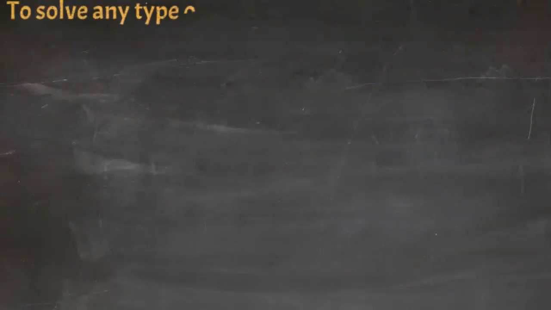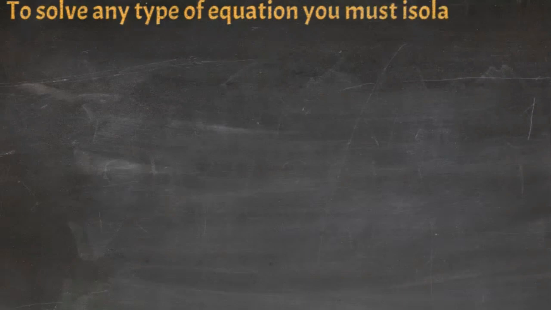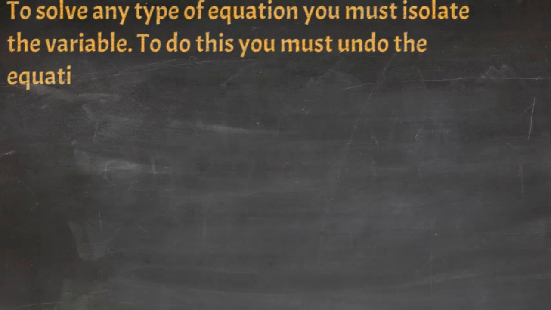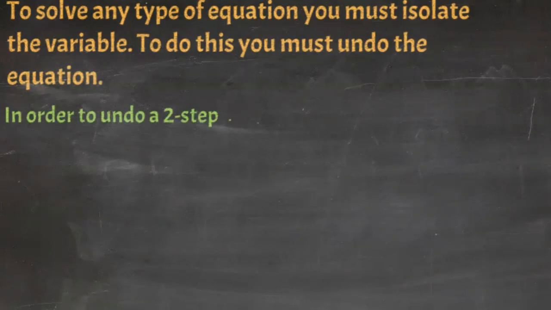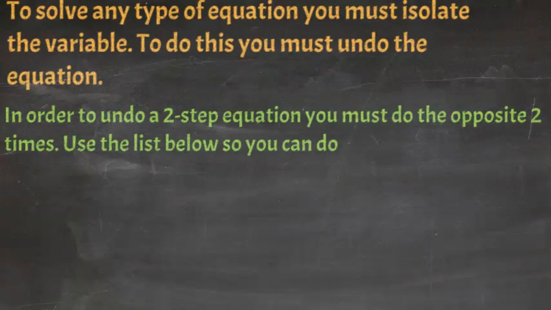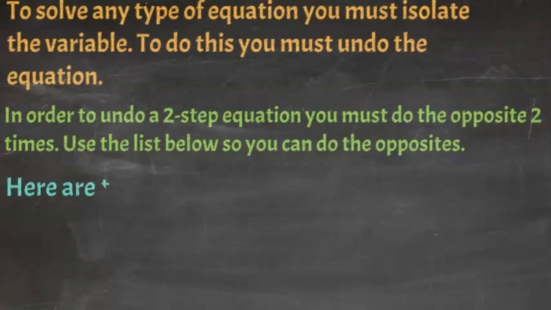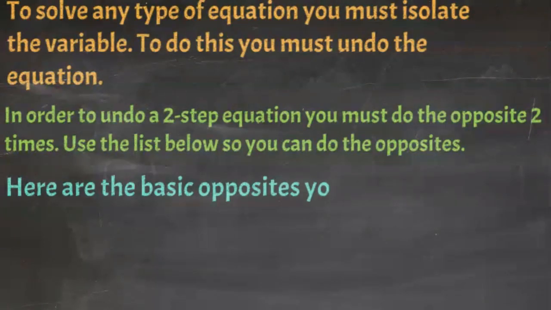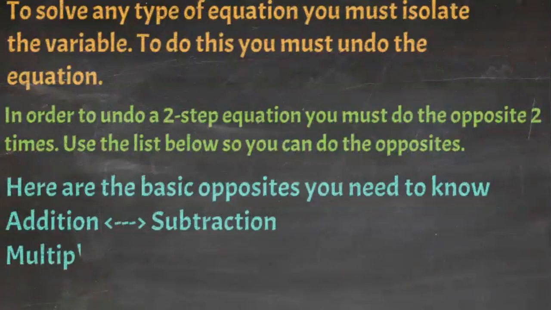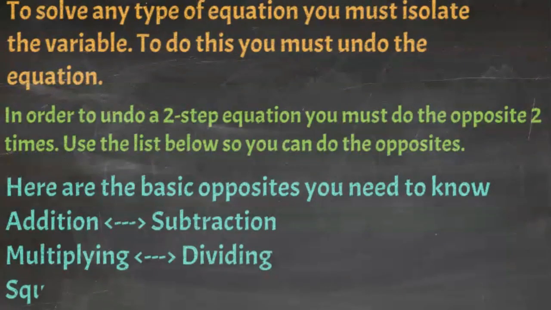To solve any type of equation, you must isolate the variable. To do this, you must undo the equation. In order to undo two-step equations, you must do the opposite 2 times. Use this list below so you can do the opposites. Here are the basic opposites you need to know. Addition and subtraction, multiplying and dividing, squaring and square rooting.